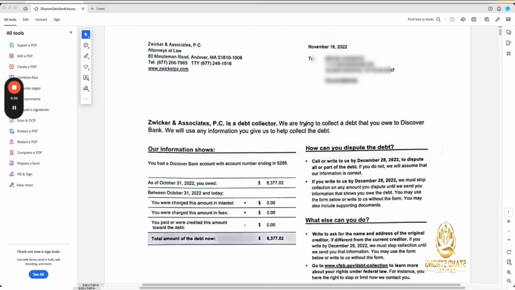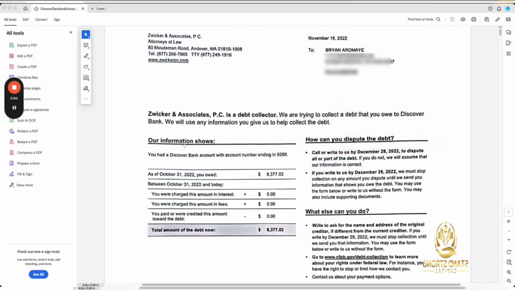See, they start off wrong. They say you owe. They're automatically saying that you're guilty, right? How are you going to tell me what's going on in my business? How do you even have access to my information? I don't even know you, dude. So here we go, same typical stuff.